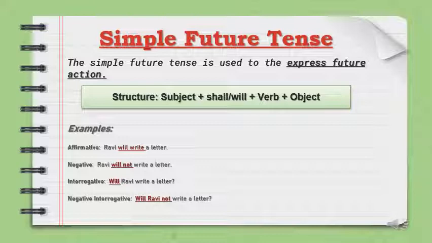Examples: in affirmative sentences, we say Ravi will write a letter. Whereas in negative sentences, we will say Ravi will not write a letter. And in interrogatives, we will ask a question: will Ravi write a letter? And in negative interrogatives, we will say, will Ravi not write a letter? I want you to think more of such examples and we will discuss in class.